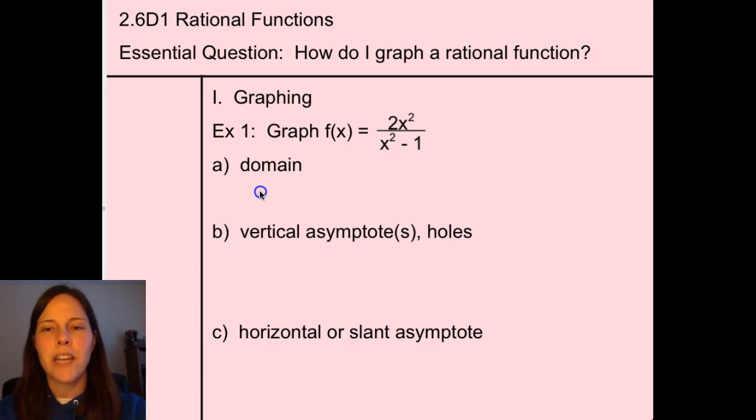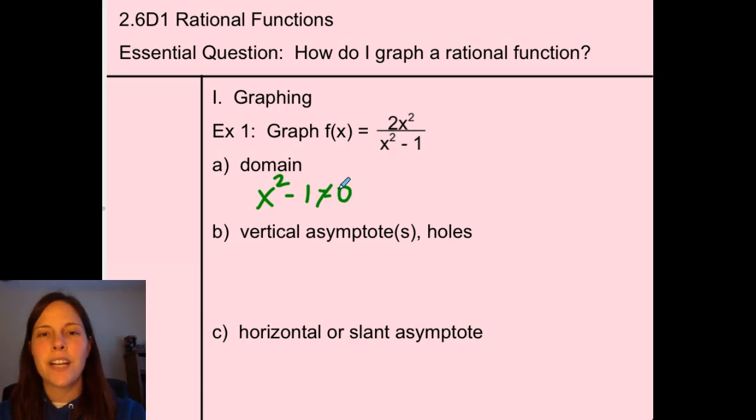Starting off with domain, our numerator is already factored and nothing cancels, so we set the denominator not equal to 0. 2 ways to solve this one. You can solve by undoing, add the 1 to both sides, and take the square root. However, a lot of you are still forgetting to put the plus or minus on when you take the square root. So the other option is to factor.